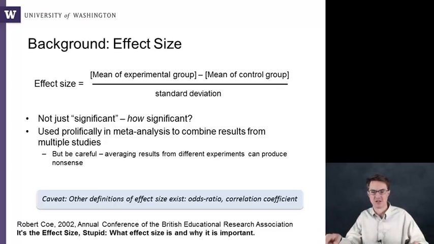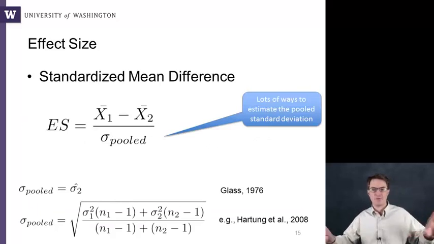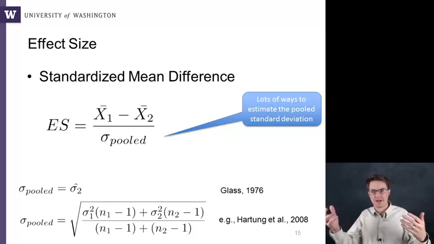That argument is made by Robert Coe in a paper presented at the annual conference of the British Educational Research Association in 2002, cited here at the bottom of the slide. A little more precisely, the effect size is the standardized mean difference, where the mean of group 1 minus the mean of group 2 is divided by, as we said, the standard deviation. Here I'm writing this as the standard deviation sub-pooled.